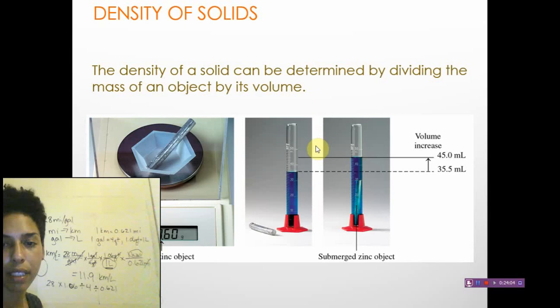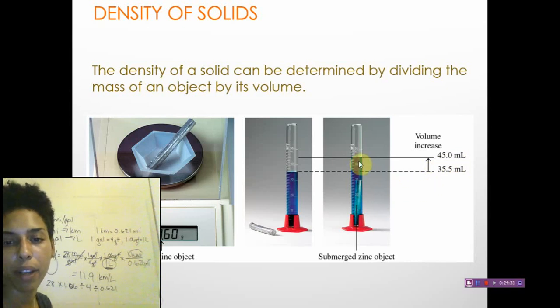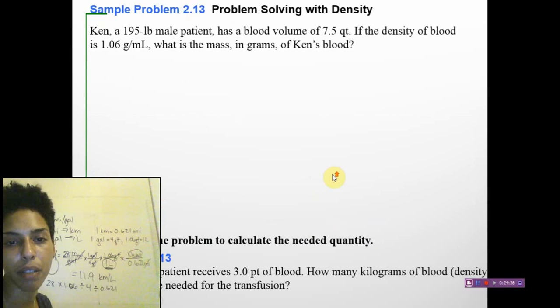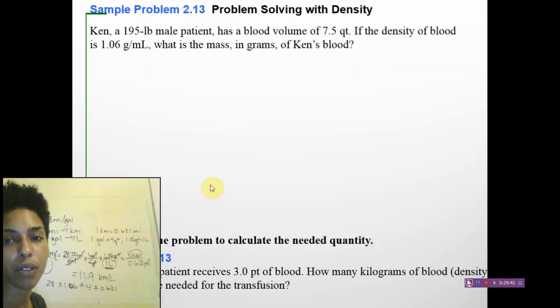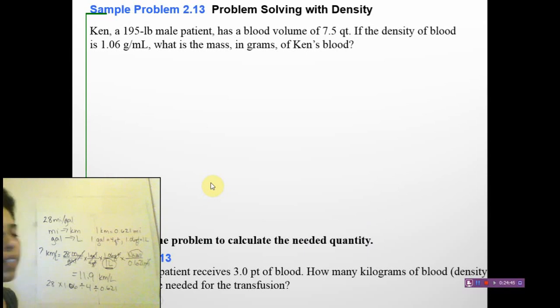You can calculate the volume of a solid and then its density by taking the mass. You can have a graduated cylinder with a known volume of liquid. You put the solid into it, and then we have a displacement of the volume. So this is called the volume by displacement. If we have 35.5 milliliters to begin with and 45 milliliters to end, then you have about 9.5 milliliters or centimeters cubed for the volume of this solid. So let's do a couple of problems involving density.